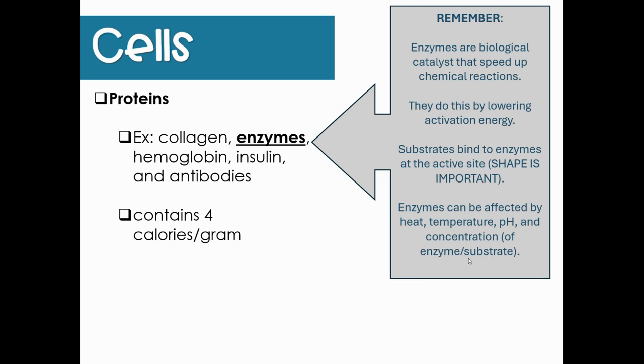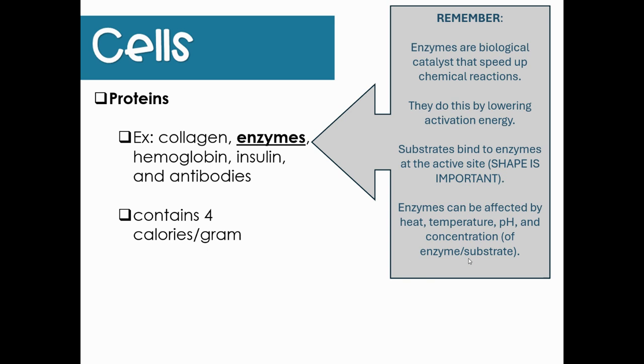Proteins include collagen, enzymes, hemoglobin, insulin, antibodies. Proteins also provide the cell with energy. So just like carbohydrates, it contains 4 calories per gram. And I do want to point out, while we're talking about enzymes, it's a good time to review just a little bit about enzymes that you need to make sure that you know.